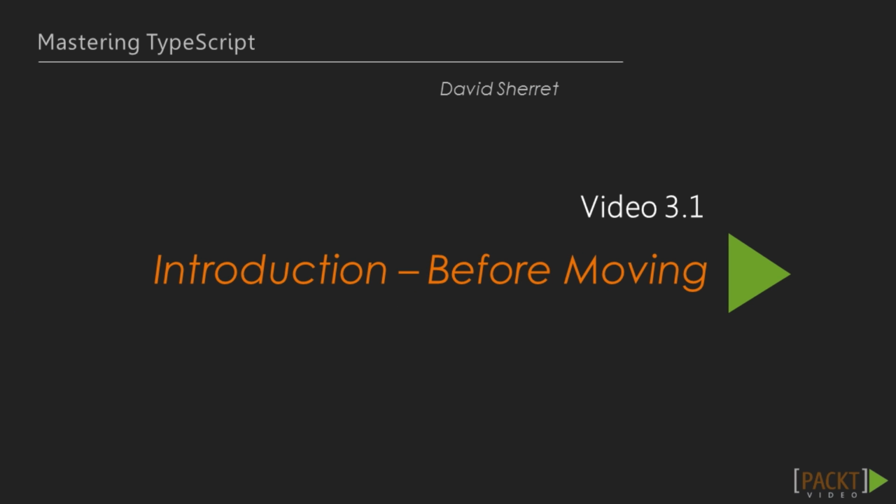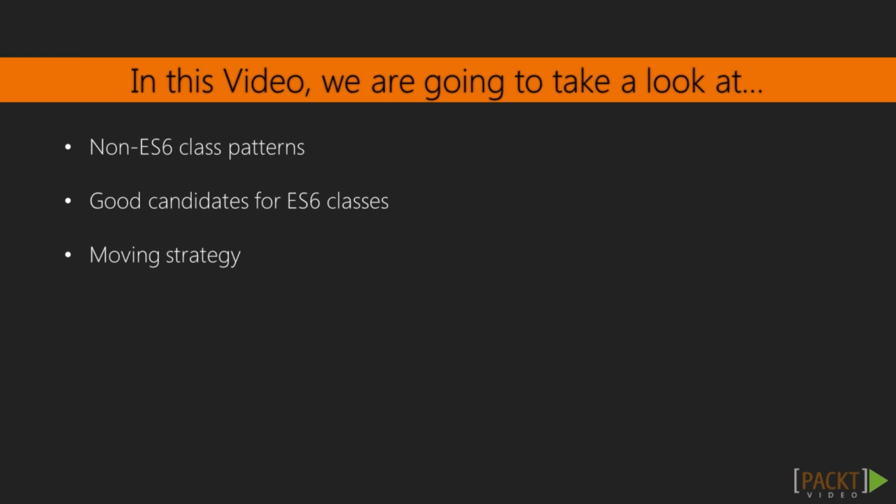One of the best parts of TypeScript is that it gives us the ability to use future JavaScript features, like classes, now instead of having to wait for runtime environments to support it. We looked at ES6 classes before, but in our initial conversion of the project from JavaScript to TypeScript, how did we convert to ES6 classes? In this video, we're going to start looking into ES6 classes. First, we'll talk about non-ES6 class patterns. Second, we'll discuss what makes a good candidate for an ES6 class. And third, we'll talk about our strategy for moving to ES6 classes.